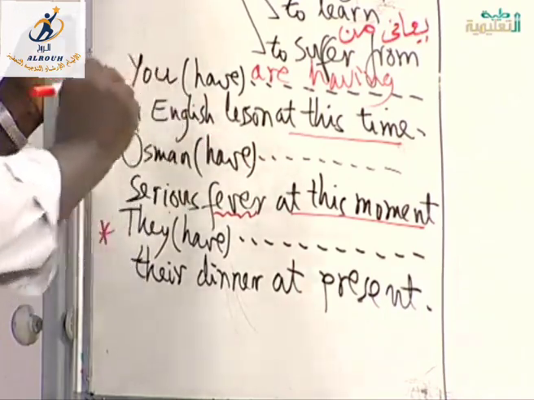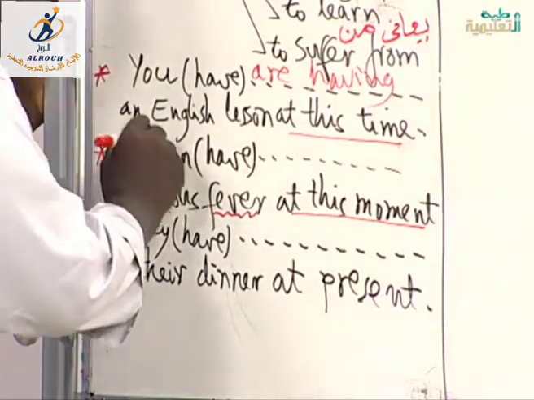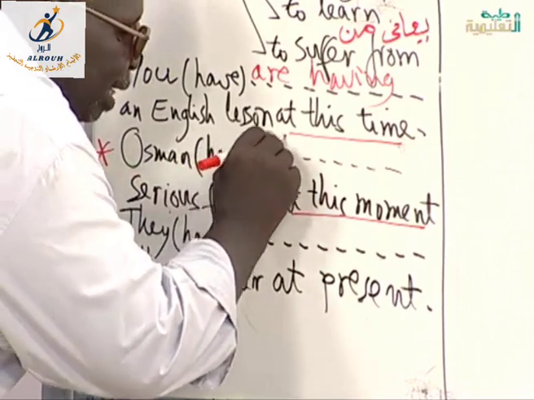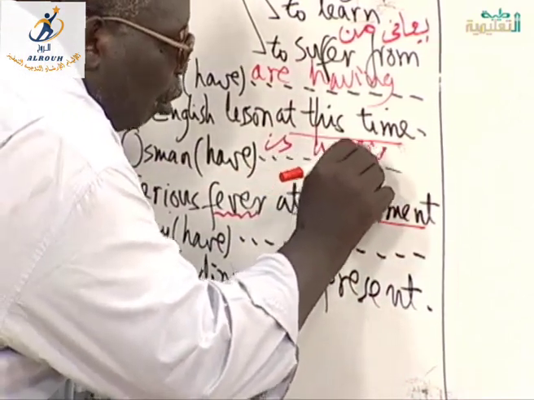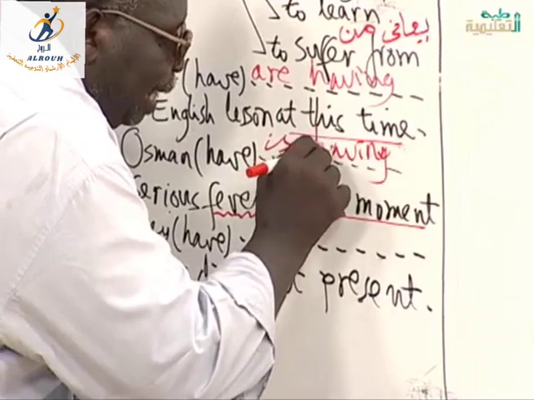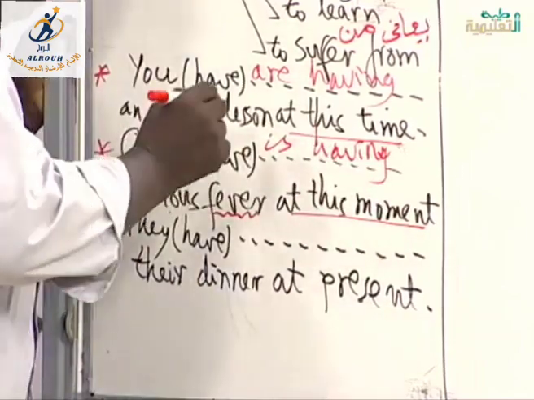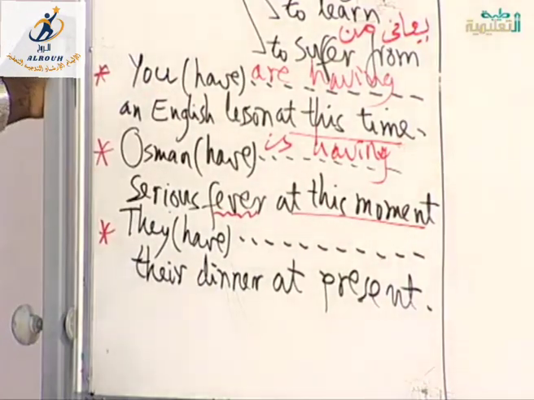It can be used in the present continuous. The subject in this case is Usman. So we say is, and then we add ing to the verb have after we drop the E. So it is going to be like this. Usman is having serious fever at this moment.